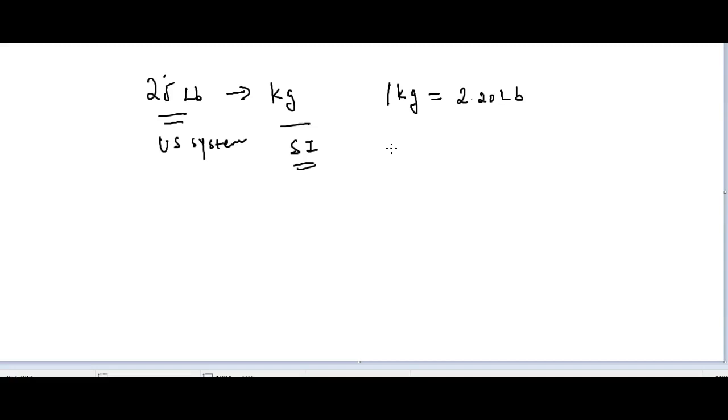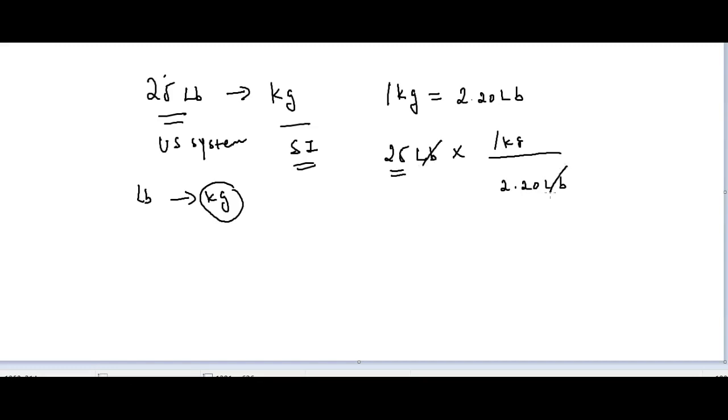That's very important. The way we calculate here is we write 25 pounds, which is the given value, and we set up the conversion factor in a way that the unwanted unit is eliminated. Remember that we have a plan here. We have pounds and we want to change pounds into kilogram. So our destination is kilogram. We put 1 kilogram over 2.20 pounds. The unwanted unit is pound, so pound will be eliminated by pound.